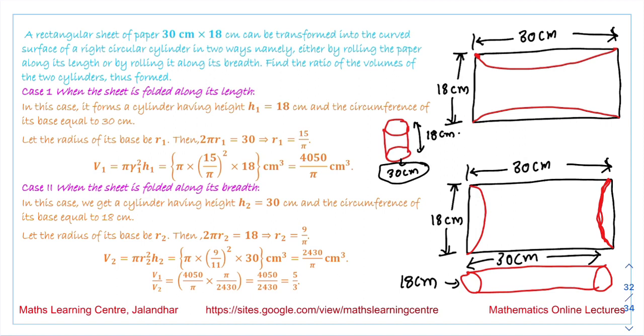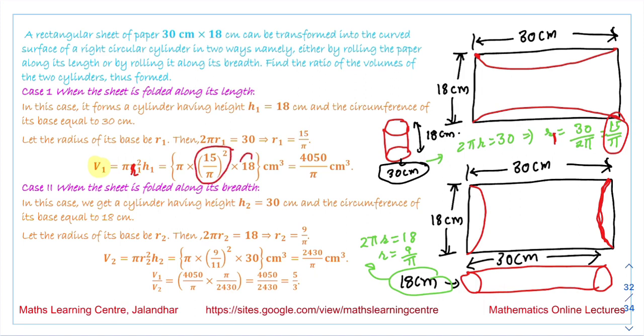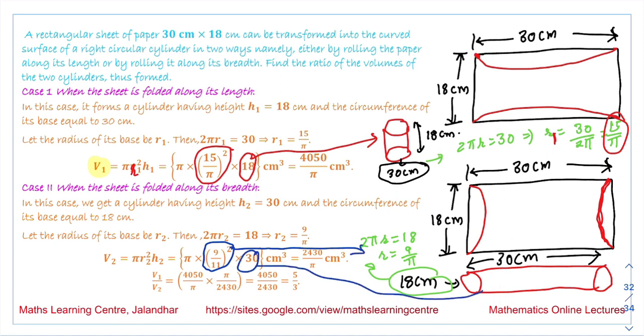So in this case, we are talking about the radius of this cylinder. 2 pi r is equal to 30, so r is equal to 30 over 2 pi, that is equal to 15 by pi. In this case, 2 pi r is equal to 18, so we get r is equal to 9 by pi. Now if we calculate the volume in both cases, the volume of the first cylinder is V equal to pi r1 square h1. So r1 is 15 by pi, squared, and the height is 18. In the second case, the radius is 9 by pi and the height is 30 centimeter.